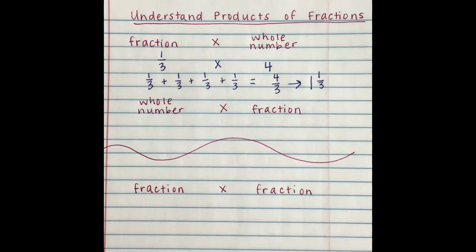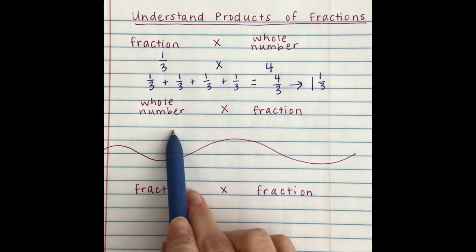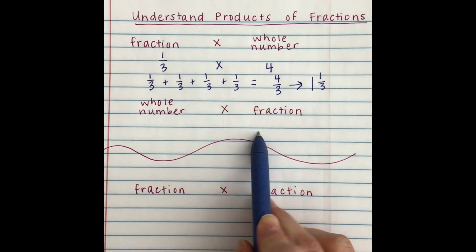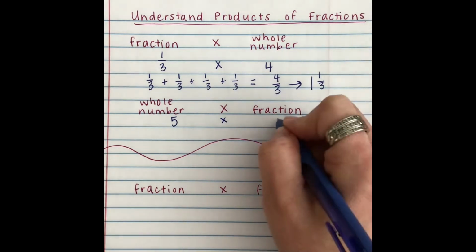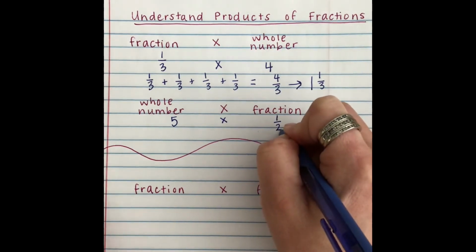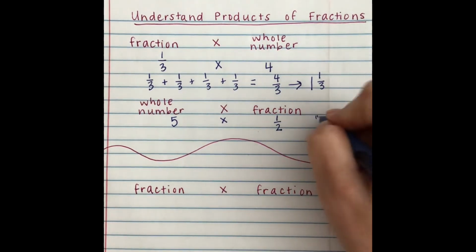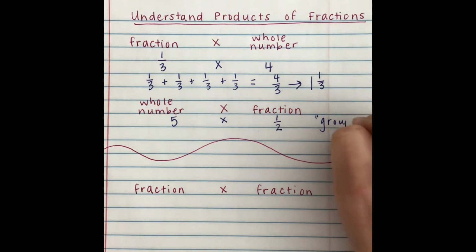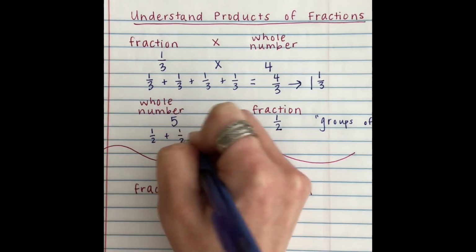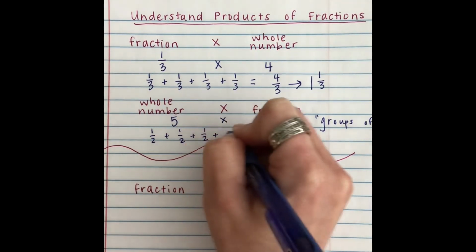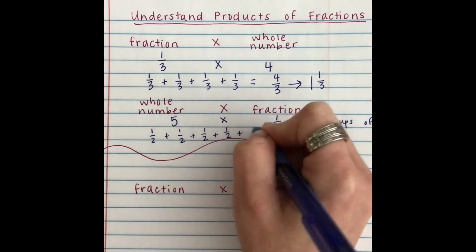So then another way we can show products of fractions is by taking a whole number and multiplying it by a fraction. So that would be like if we had 5 times 1/2. So this is just like saying if we had groups of something. So if I had 1/2 plus 1/2 plus 1/2 plus 1/2 plus 1/2.